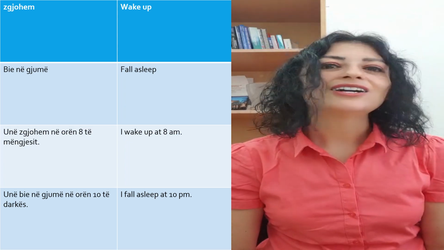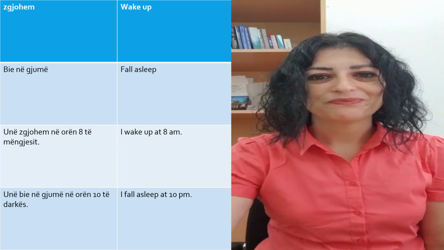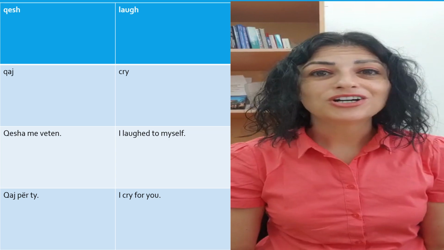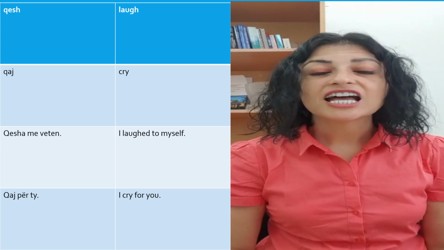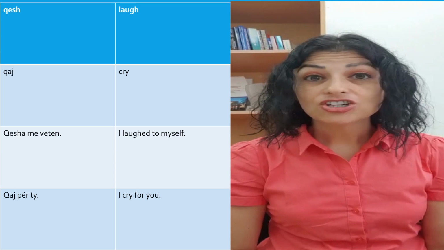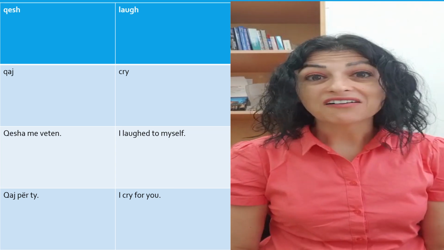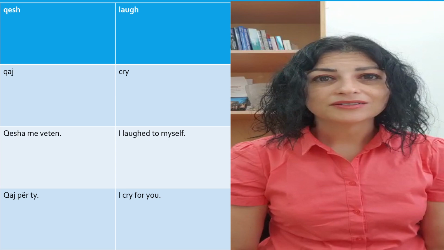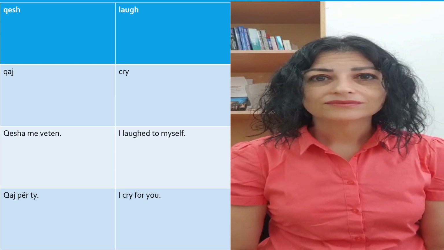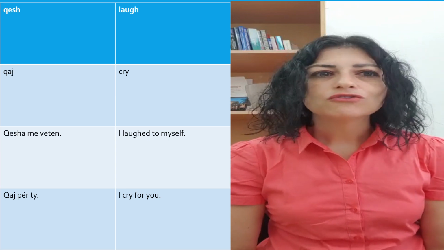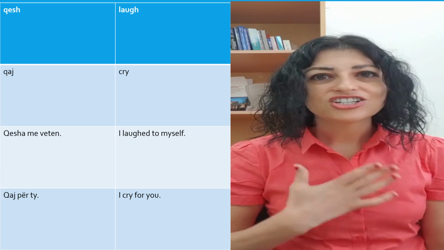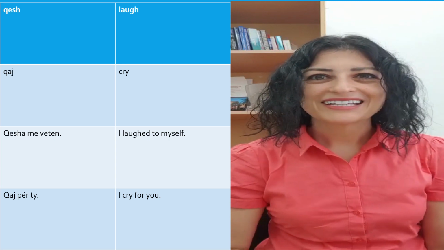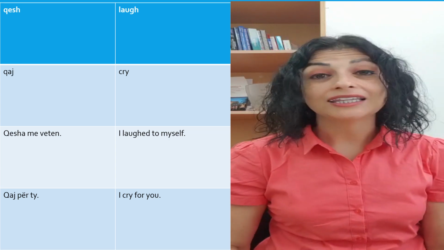So let's start with other two verbs. Here we have other two verbs. The first one is qesh. Qesh, to laugh. And the opposite is qaj. Qaj, to cry. For example, qesha me veten. I laugh to myself.